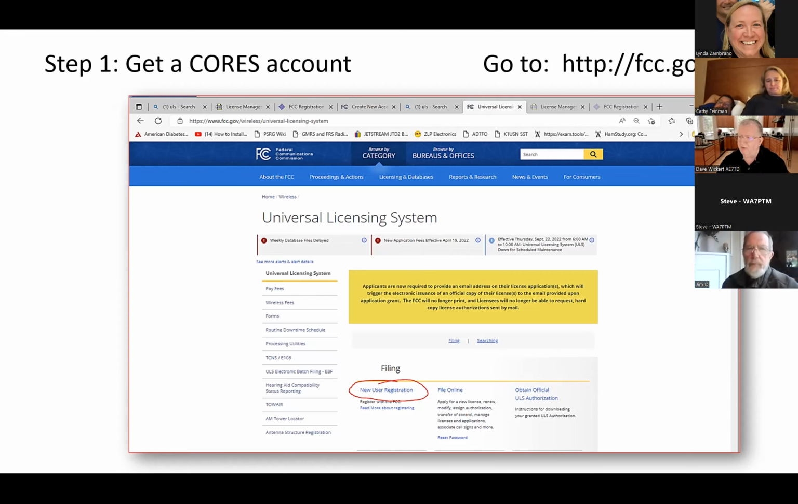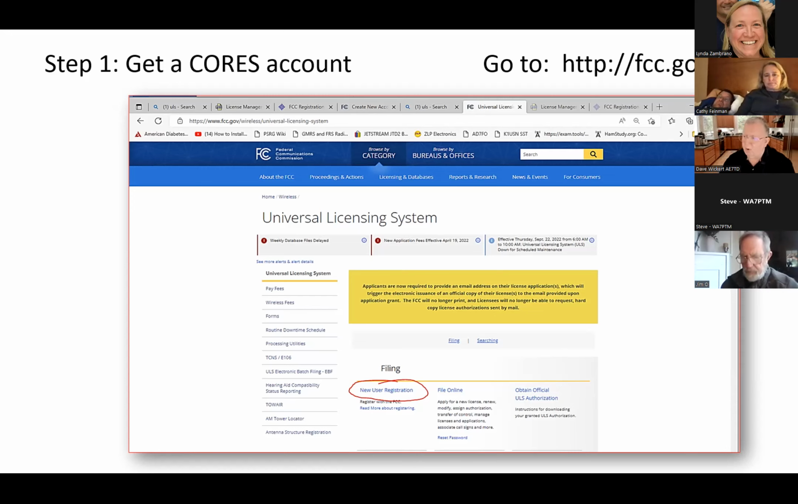In days gone past, you filled out a registration form with your exam team and you would give your social security number there, which meant that anyone who was a volunteer examiner also knew what your social security number was. So they stopped that practice by requiring people to register online.